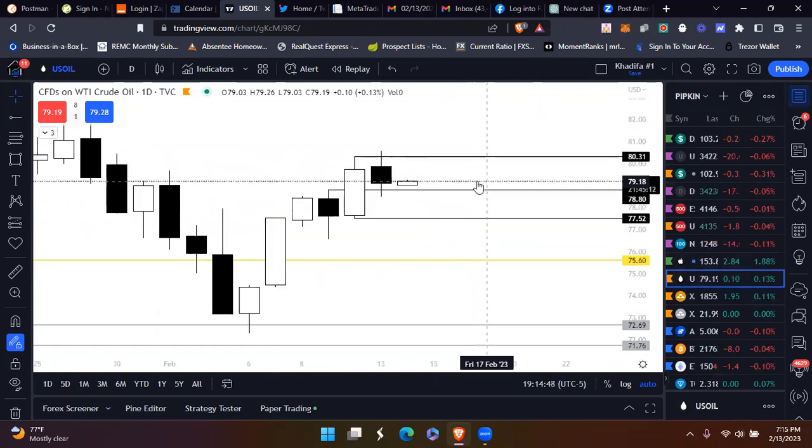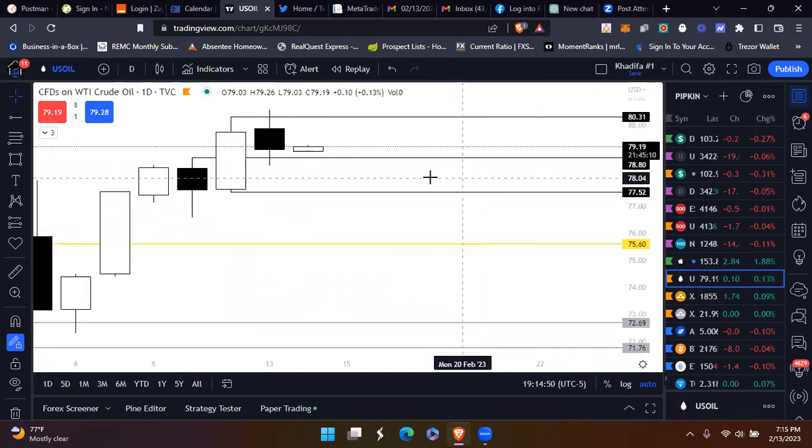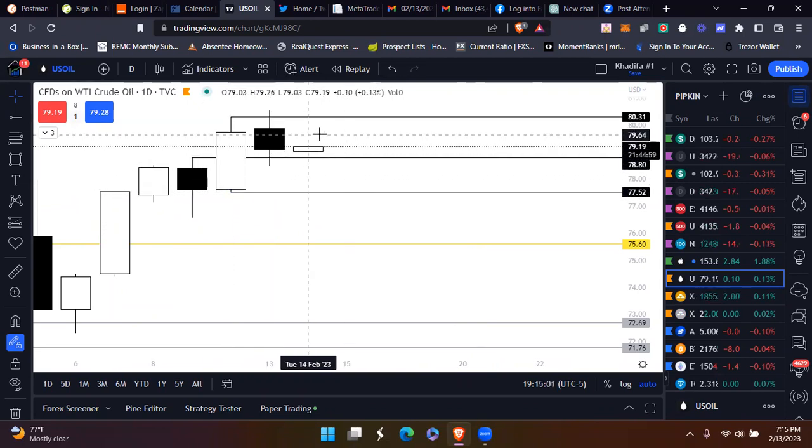Looking at oil, it ran Friday's buy side liquidity today. We left that sell side liquidity intact.